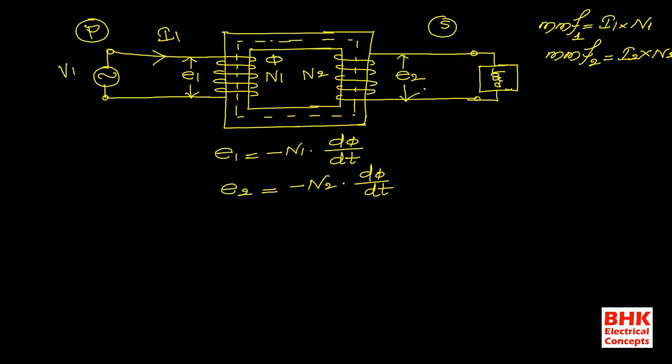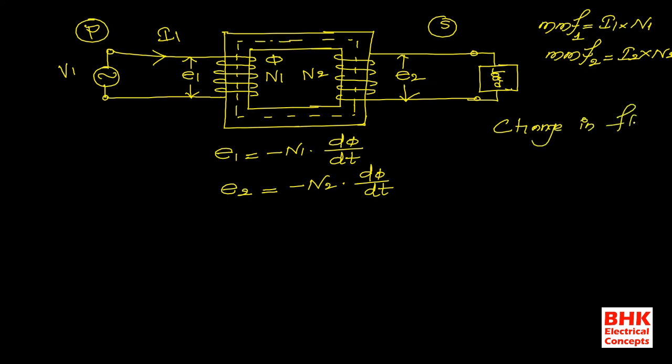Now see here, if you want to get the EMF in the primary side and in the secondary side, what we require is the alternating flux. Without alternating flux, it is not possible to get the EMF in the primary side and secondary side. This alternating flux we can also call change in flux. Change in flux means the flux value always changes with respect to time. That is the reason why we are writing change in flux here.